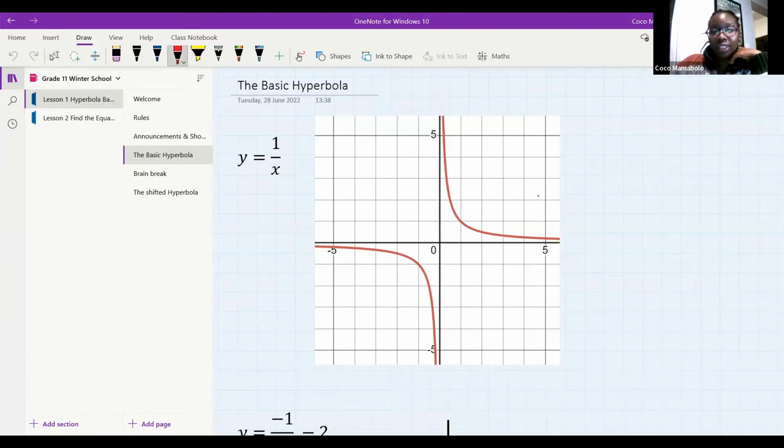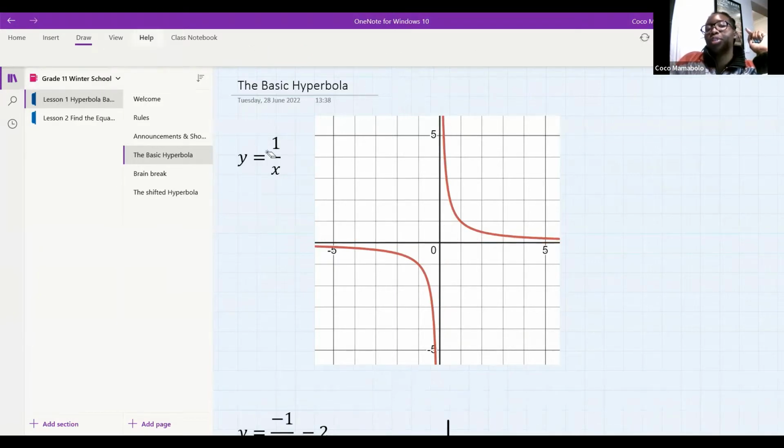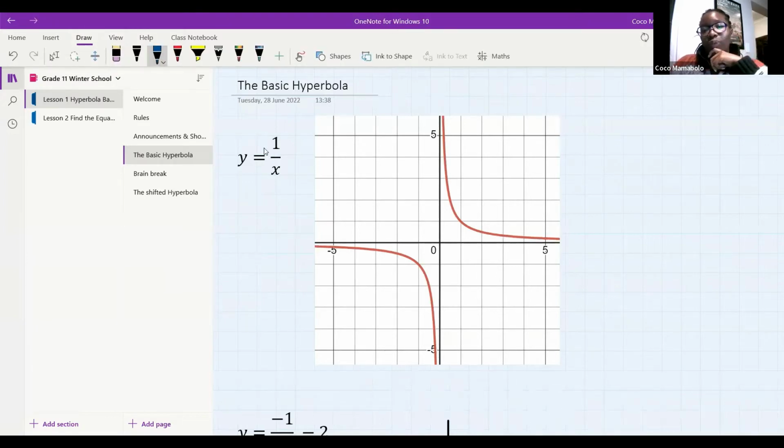I'll give you guys a hint. Something funky is happening here, something funky is happening over here, and something else funky is happening over there. Yes, Abednego says, because it's a fraction. You are right, but why is it being a fraction a problem? Explain to me why having it as a fraction is a problem. What do you guys think? Okay, I'll give you guys a hint. Yes, Katleho, wonderful: because of an asymptote.